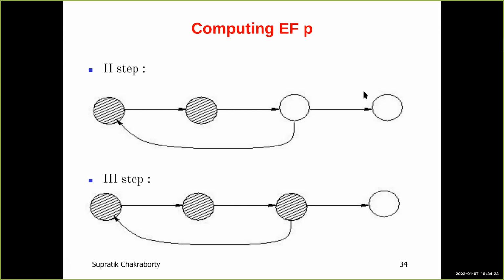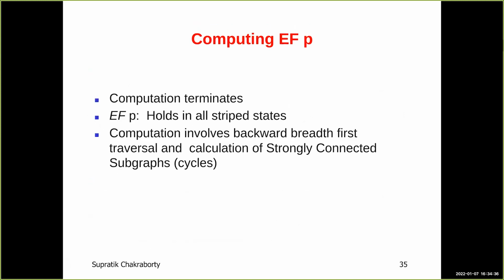And since there are finitely many states in the state transition system, we know that this process must stop at some time. At every step, either you're marking, shading a new state, or you have already stopped. There are no new states to be added. So the computation really involved a backward traversal and calculation of strongly connected cycles.